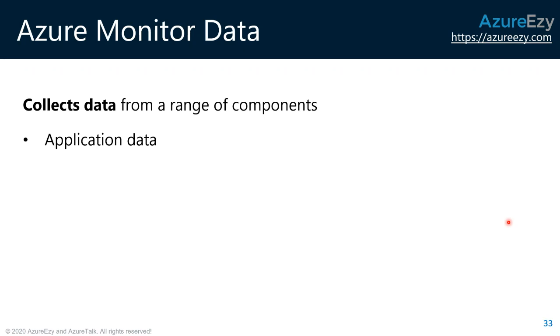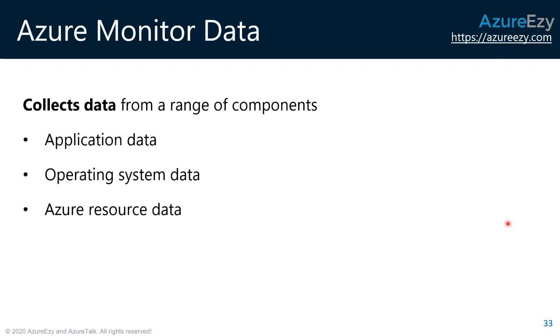So Azure Monitor can collect data from your application, from your app services. It can also collect data from your operating system, your guest operating system, your virtual machines. If you have hosted any application on a VM as an IaaS service, with Windows or Linux, it can gather data from the operating system as well.